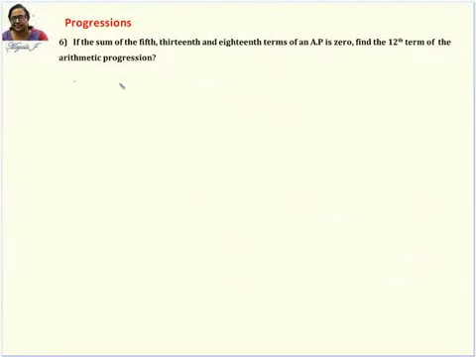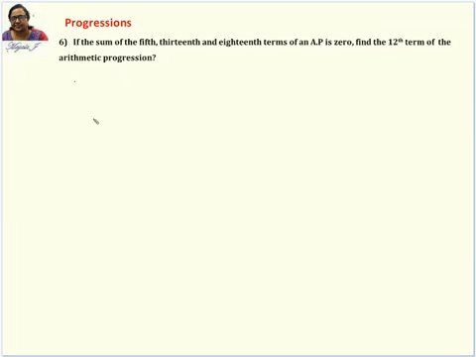The progression, first problem. If the sum of the 5th, 13th and 18th terms of an AP, arithmetic progression, is 0, find the 12th term of the arithmetic progression. So arithmetic progression and geometric progression is what we are going to see here.